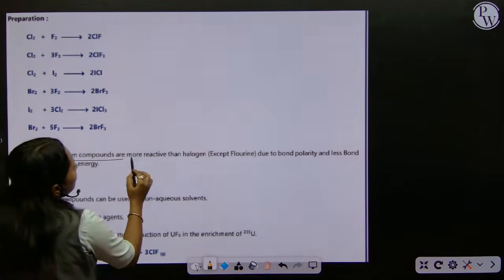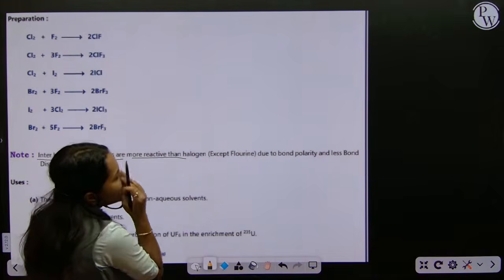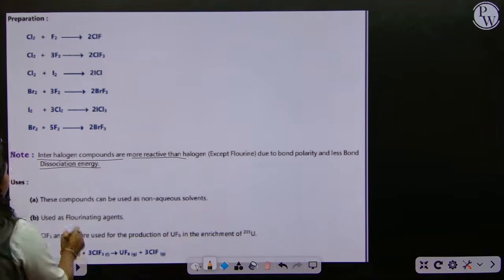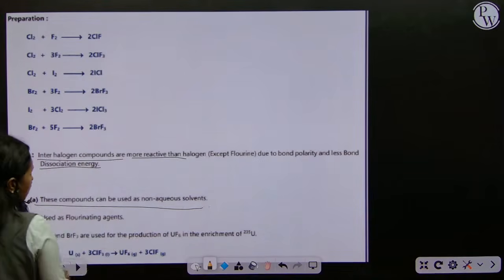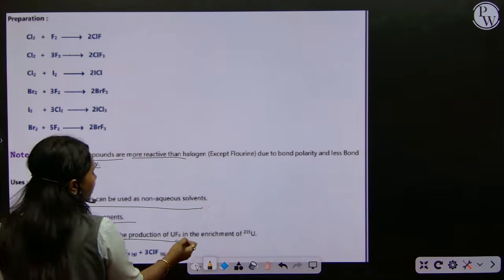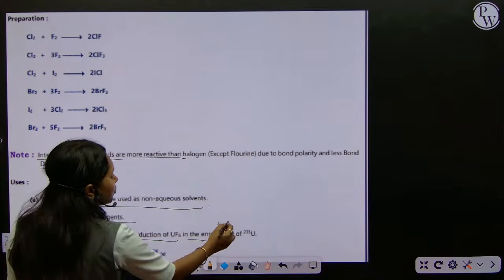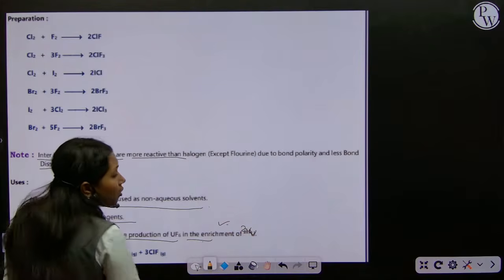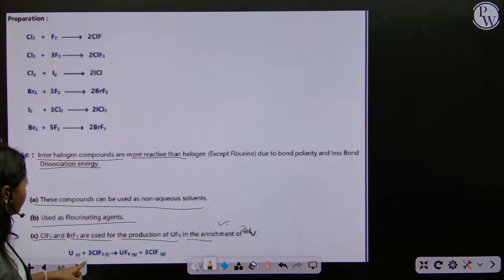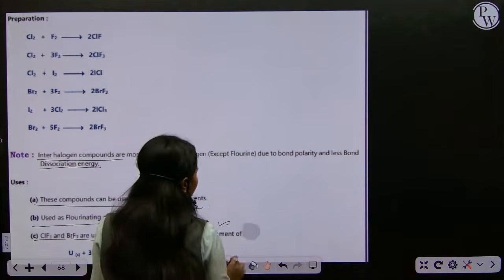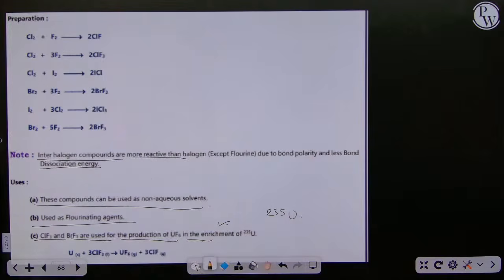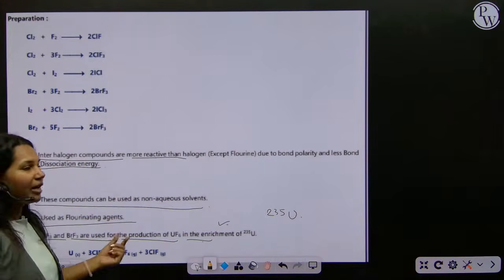Interhalogen compounds are more reactive than halogens due to bond polarity and lower bond dissociation energy. These compounds can be used as non-aqueous solvents and as fluorinating agents. ClF3 and BrF3 are used for the production of UF6 in the enrichment of uranium. Again, very important: which interhalogen is used for the enrichment of uranium? What is the answer? ClF3 and BrF3 are used.